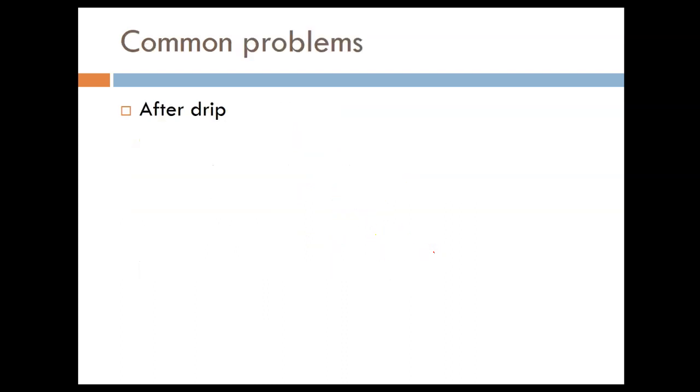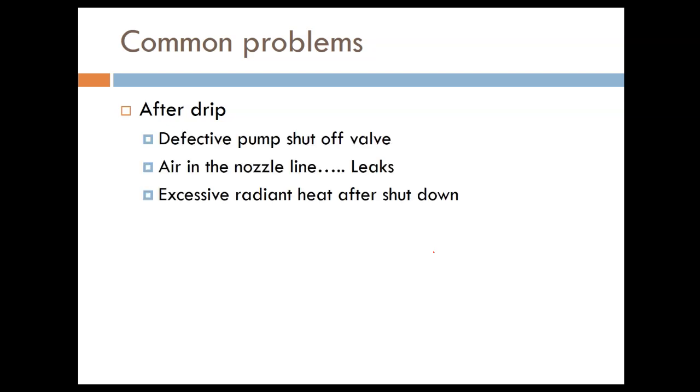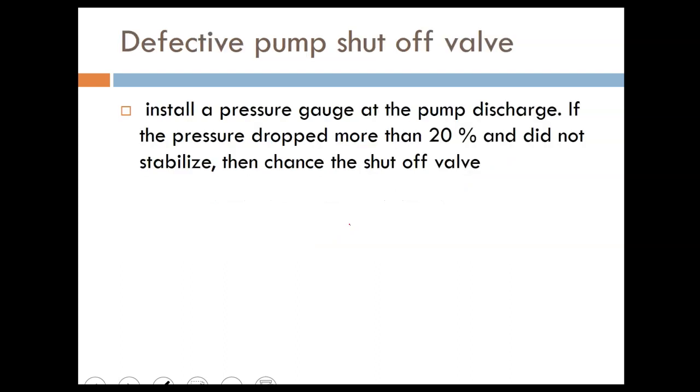Okay. Other problems. After drip. What is after drip? That's when you turn off the boiler and it's still having oil, small droplets coming into the chamber. It could be a problem with the pump and the shutoff valve. They could be leaking a little bit. It could be air in the nozzle line, so you might want to purge the line and make sure there's no air bubbles in there. Or it could be excessive heat coming from the chamber. It's not well insulated or something of that sort.